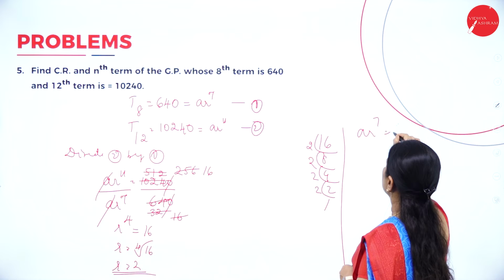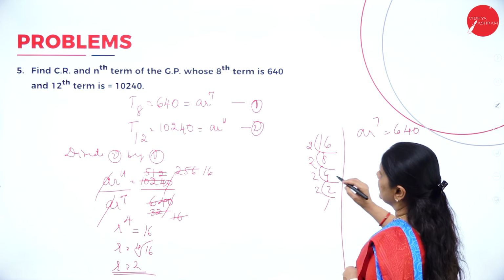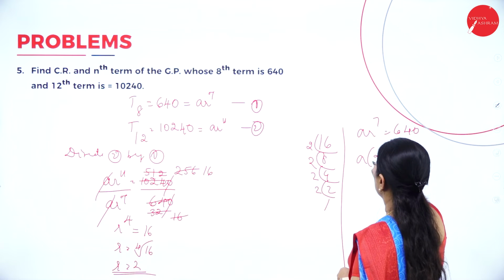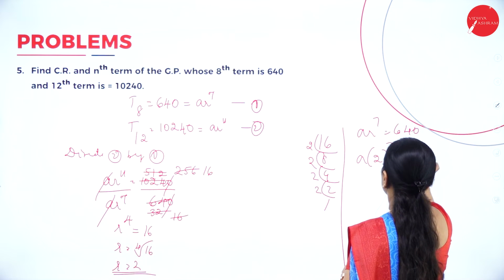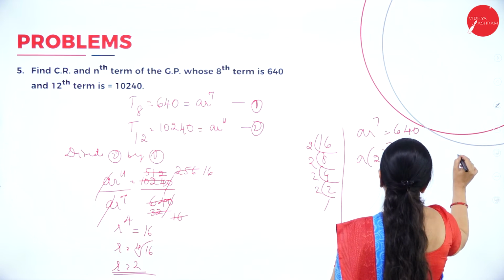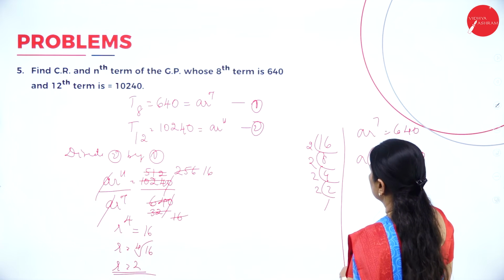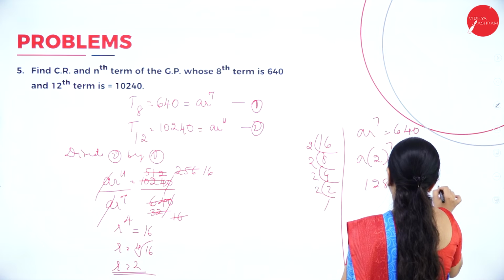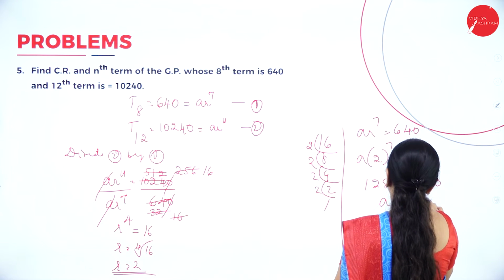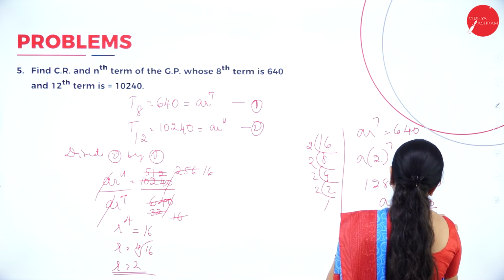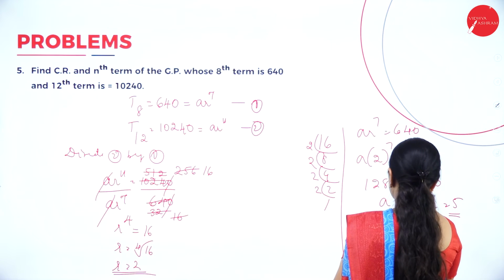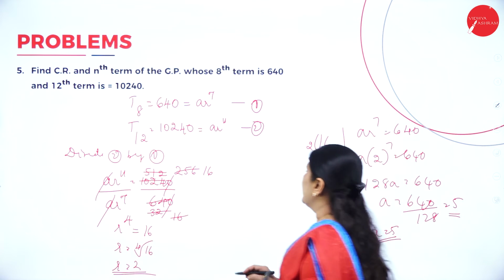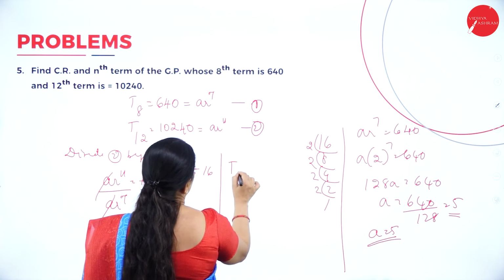AR to the power 7 equals 640. Now we don't know A but we know R. A into 2 to the power 7 equals 640. So this will be equal to 128A equals 640. So A will be equal to 640 by 128, that is equal to 5. A equals 5.